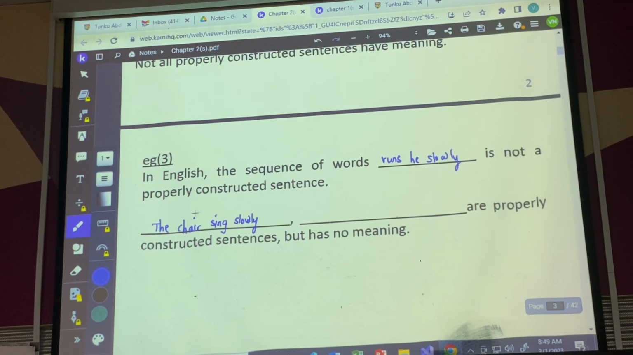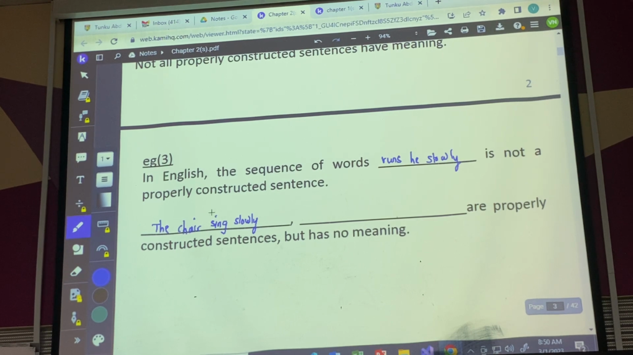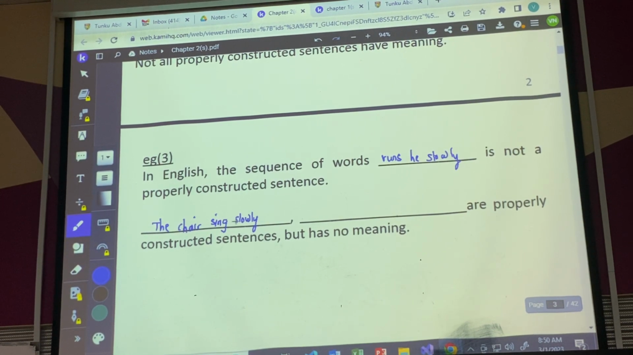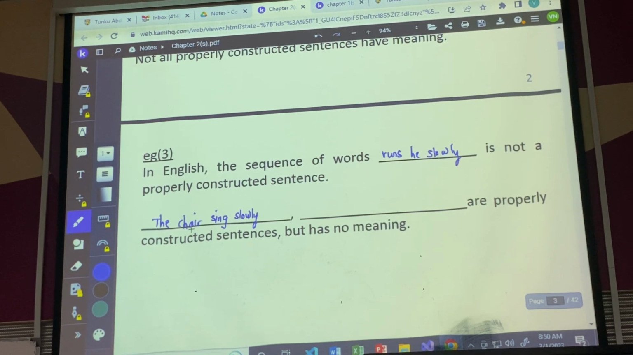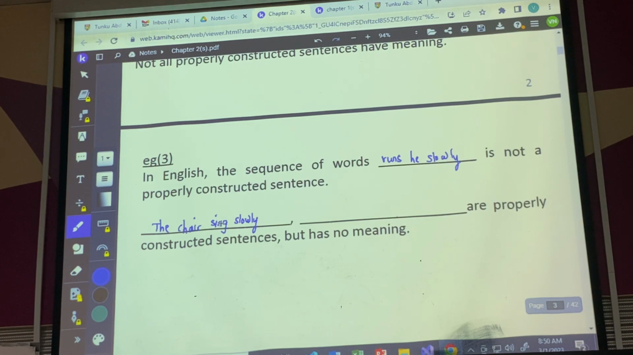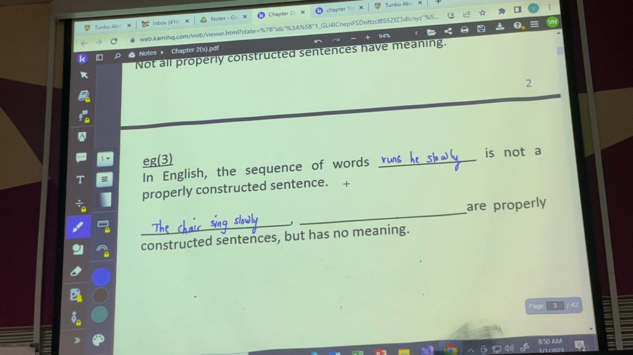But this one, the semantic here, there is no meaning. Because can the chair sing or not? Cannot, right? So even though the sentence is properly constructed with the correct grammar, they have a problem with the meaning here, a semantic problem. So even though they have a properly constructed sentence, the meaning or semantic has a problem. That means we also cannot form the correct sentence like this.